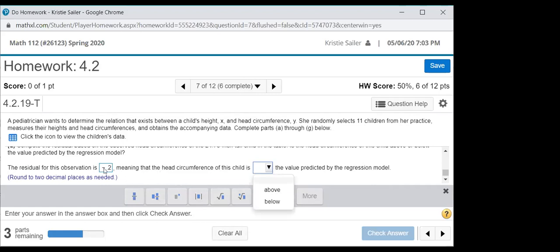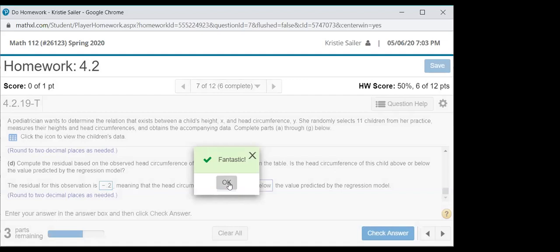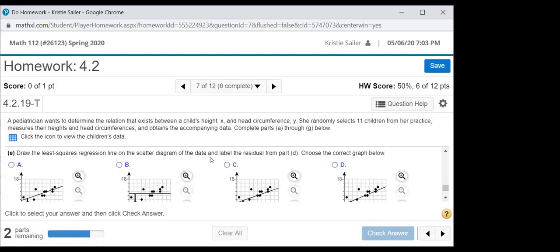The residual for this observation: the head circumference of this child in Christie's data is 16.9. Got it. And that is below the value of 17.10 predicted by the model. I don't remember him teaching us this at all. I don't either. Residuals are not something that we usually cover, but you can actually get them, there's a column.